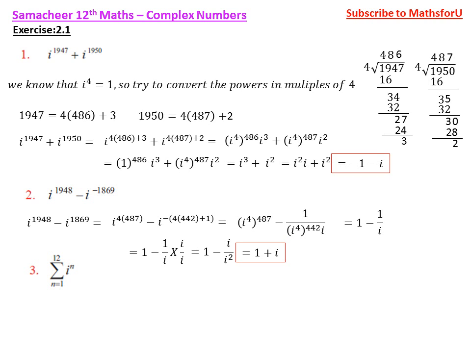Next, sigma n is equal to 1 to 12 i power n. That is, we are going to substitute values of n from 1 to 12 in i power n. Sigma means summation. This is called summation, which means for each and every value of n we substitute the value of n into the expression and add every term up to 12 terms. Okay? Now sigma n is equal to 1 to 12 i power n is equal to i plus i square plus i cube plus i power 4 plus and so on up to i power 12.